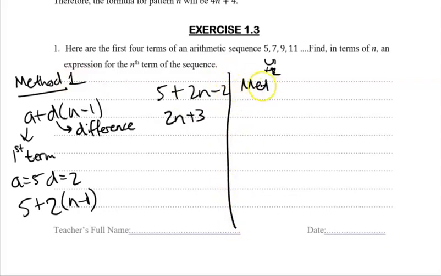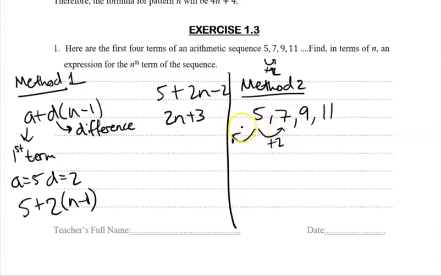Now method 2, so you have 5, 7, 9 and 11. Now remember, 5 is the first term, then you have the second term, third term, fourth term. So why is that important? Because we need to work out the 0th term, so one number before the first term. So the first step is to find what we're going up in. So in this case, we're going up in 2. To find the 0th term, you're going to go back 2, so you're going to do minus 2. So the 0th term is going to be 3.